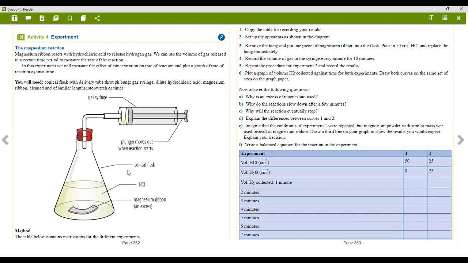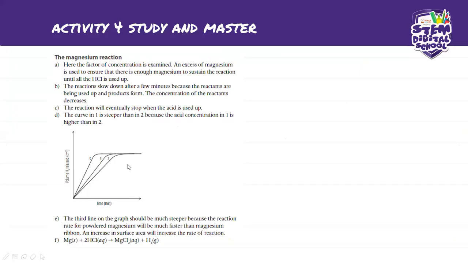Okay. So here is our balanced equation. It's going to be magnesium solid plus hydrochloric acid gives you magnesium chloride plus hydrogen gas. So you balance it out by putting a 2 in front of the HCl, and our equation is therefore balanced, guys. This was a great experiment.